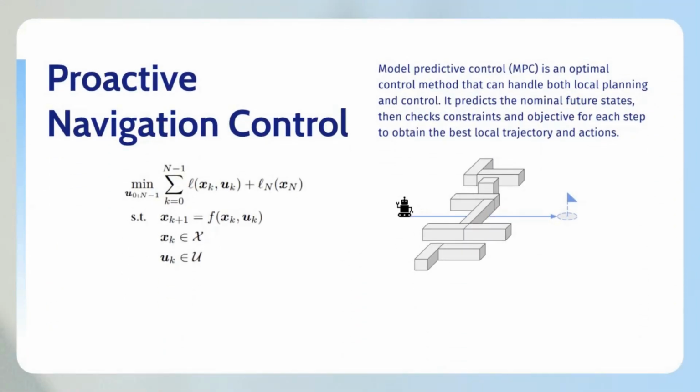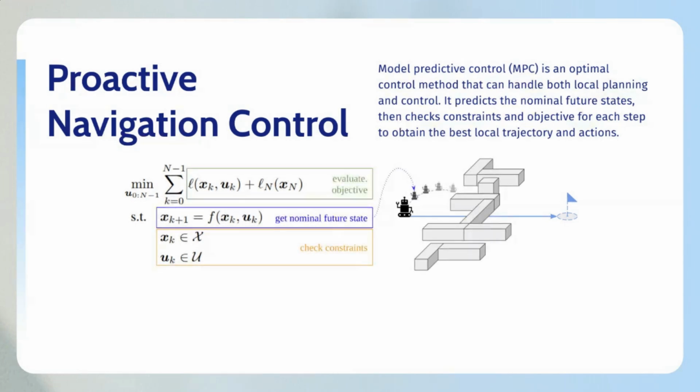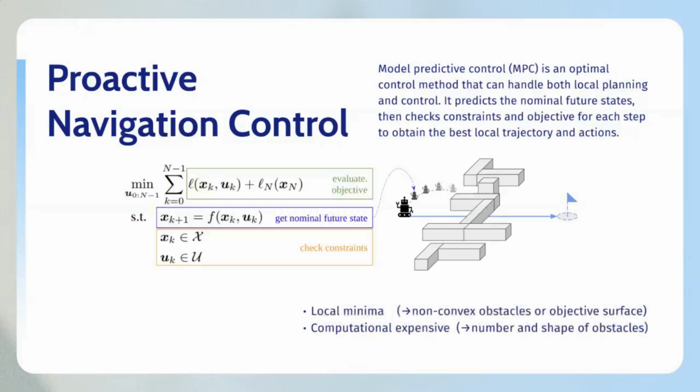With the map representation, we fall back on the obstacle avoidance. Model predictive control is an optimal control method that handles local planning and control. It predicts the nominal future states, then checks constraints and the objective for each step to obtain the best local trajectory and actions. However, as an optimization method, it suffers from local minima and computational cost, especially for complex environments.